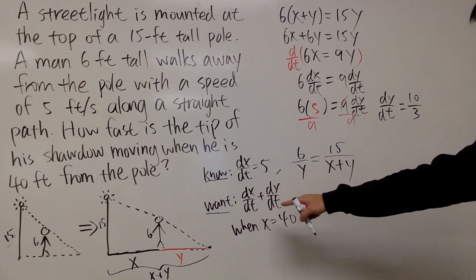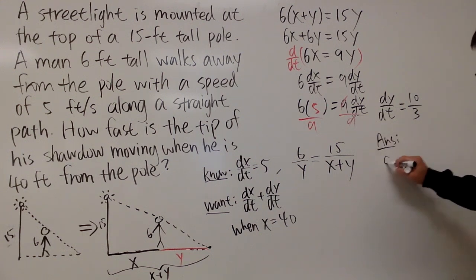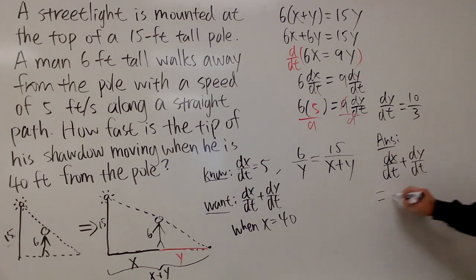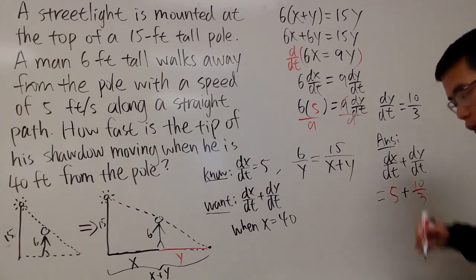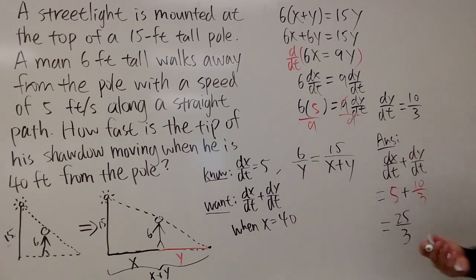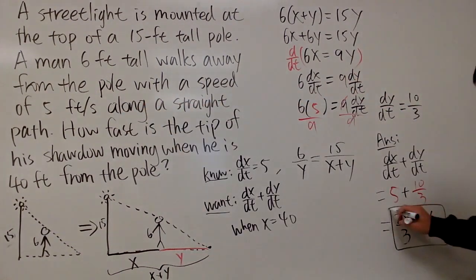Then, in the end, we just have to find dx/dt plus dy/dt. So I will just write this down for you right here. I'll just say the answer. We need to know dx/dt plus dy/dt, which is 5 plus 10 over 3. Of course, add up the fractions on your own, and you end up with 25 over 3, like this. And what's the unit? Feet per second. Let me just put that down, and then we are done. That's it.